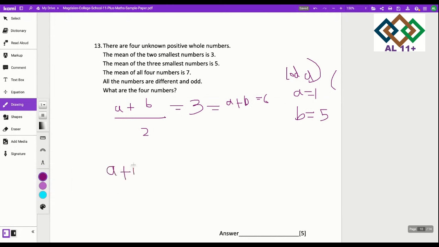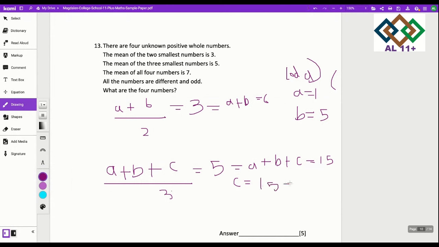A plus B plus C divided by 3 equals 5. So A plus B plus C equals 15. So C equals 15 minus 6, that's 9.